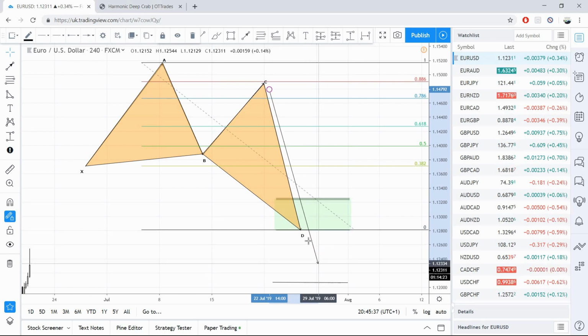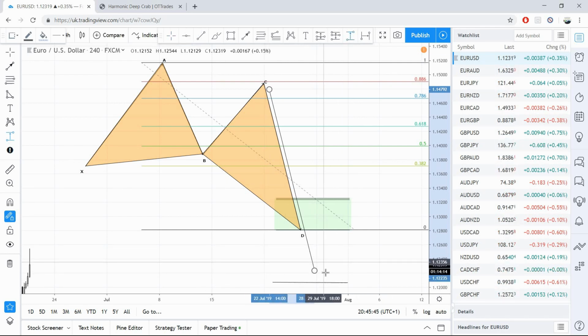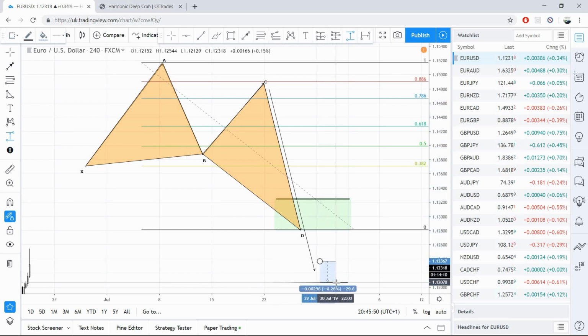However, if price keeps moving lower before printing a reversal pattern, so if price moves lower towards our stop loss before printing a reversal pattern, let's just say we get an engulfing candle which closes up here somewhere, you're now looking at a 30 pip stop loss.